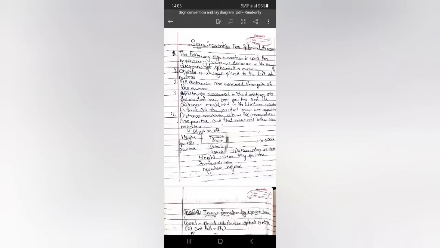Today I, Anubhav Panda from class 10th A, am here to explain sign convention for spherical mirror and ray diagrams of convex lens. So let us start with the sign convention for spherical mirror.